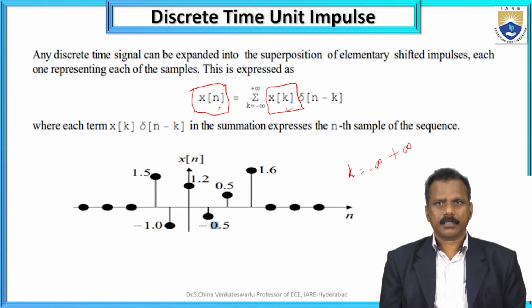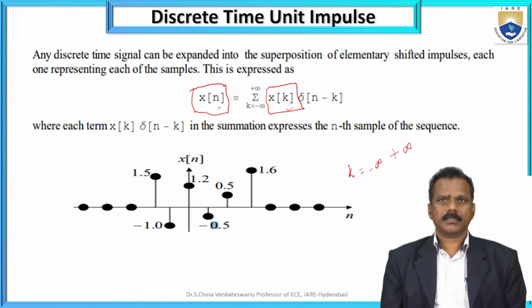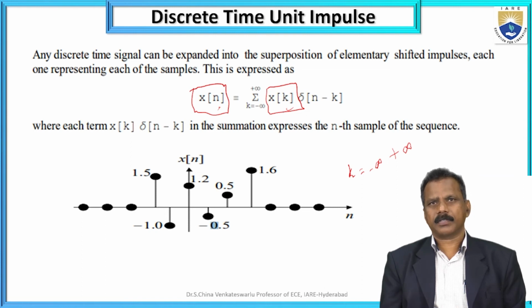Like this, we can decide, where n is equal to minus, n versus x of n. The values are minus 0.5, 1.2, 0.5 or 1.6 and so on, where n is equal to minus 1, 0, 1, 5 and so on. You can analyze that the discrete time unit impulse is expanded into elementary shifted impulses. Each one represents each of the samples due to this particular expression.